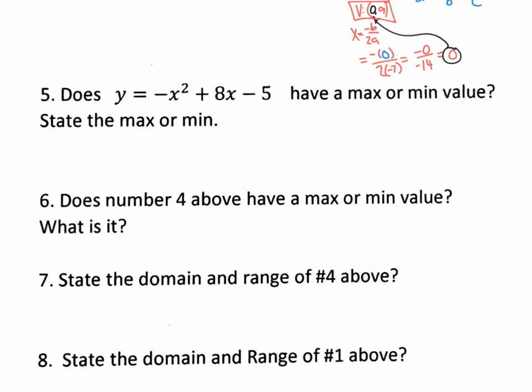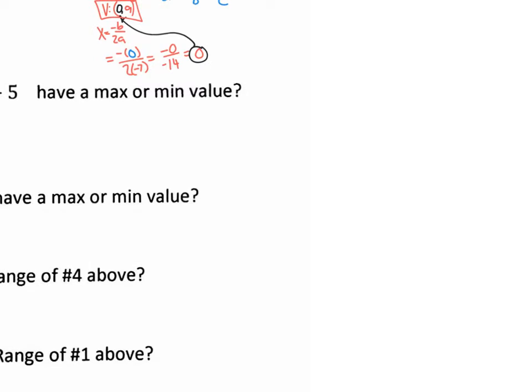Number 5. Does this have a max or min value? What do you guys say? How do we know if it has a max or min value? So over here on the side, if I take something and throw it up in the air, it goes up, it goes up, it goes up, it reaches a max height, and then it comes back down, right? That's a max value right there. It reaches a max height.